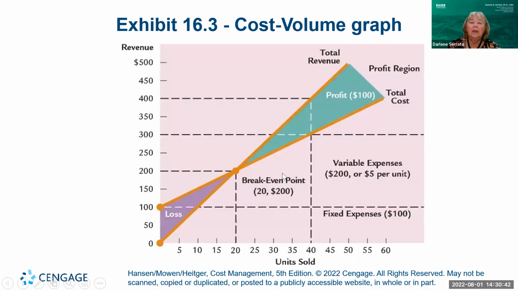Okay. So this is where we're looking at the revenue line and the cost line. So here is total revenue. Here is total cost. Where cost equals revenue, that is your break-even point. It's another way of showing the CVP graphing, using the revenue line and the cost line, and it shows you what the profit is, which is this green area right here.